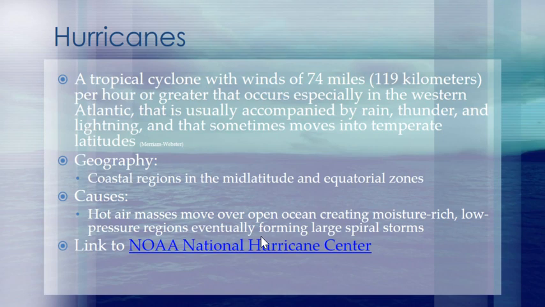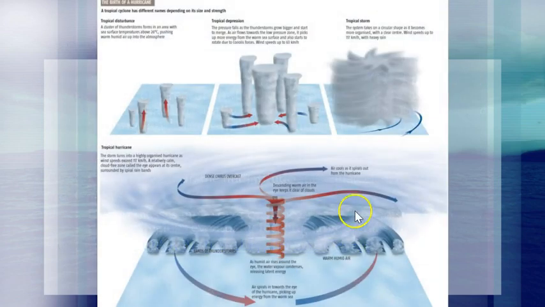So the geography of these, where they're going to be making landfall, is coastal regions in the mid-latitude and equatorial zones. The causes are these big, hot air masses, these pulses of air that move over open ocean. They create moisture-rich, low-pressure regions that eventually form these large spiral storms. I have put a link to the NOAA National Hurricane Center on there for you. And then here's just that transition from a tropical disturbance to a depression to a storm to an actual tropical hurricane. And you can see you have these big spiraling bands of storms.